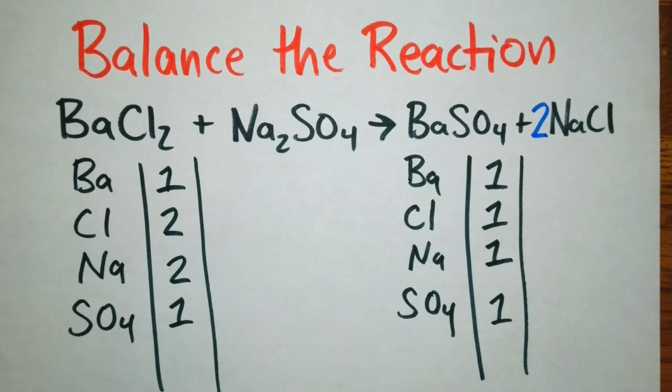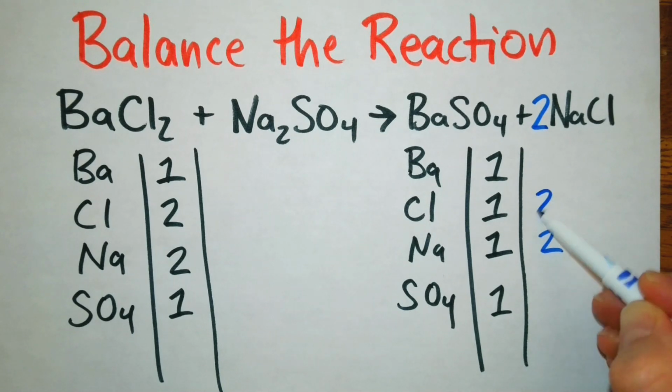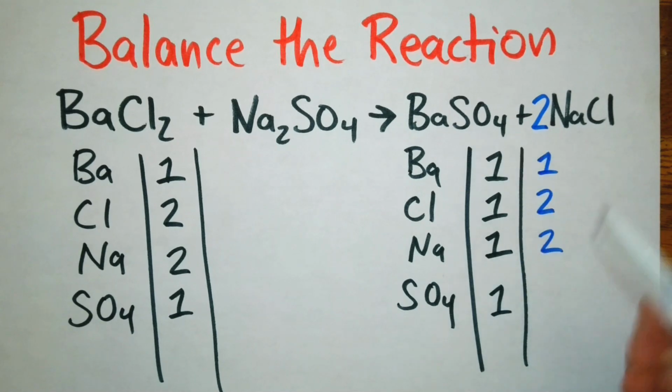And so now we have the consequences of putting a coefficient of 2 here. So 2 times 1 sodium, we have 2 sodiums now. 2 times 1 chlorine, we have 2 chlorines now. We still have 1 barium, we still have 1 sulfate group. And at this point, we have now balanced the chemical reaction. So 1 barium, 2 chlorines, 2 sodiums, 1 sulfate.